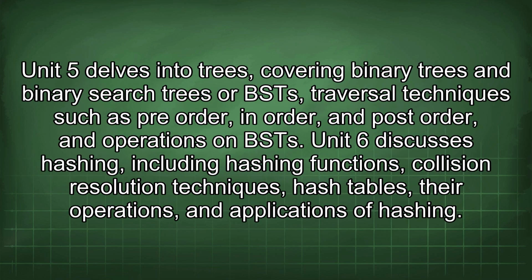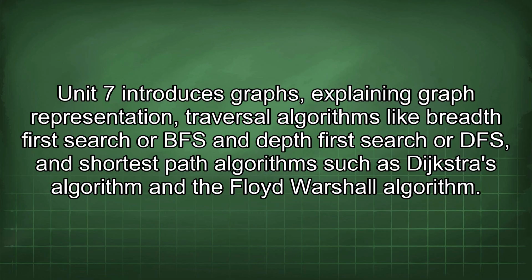Unit 5 delves into trees, covering binary trees and binary search trees or BST, traversal techniques such as pre-order, in-order, and post-order, and operations on BST. Unit 6 discusses hashing, including hashing functions, collision resolution techniques, hash tables, their operations, and applications of hashing. Unit 7 introduces graphs, explaining graph representation, traversal algorithms like breadth-first search or BFS and depth-first search or DFS, and shortest path algorithms such as Dijkstra's algorithm and the Floyd-Warshall algorithm.